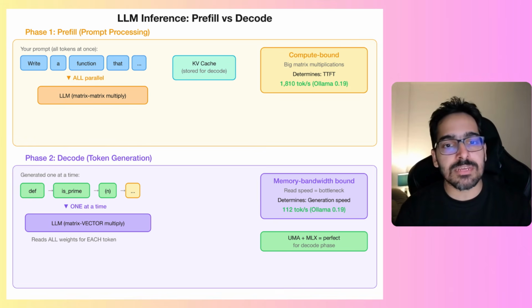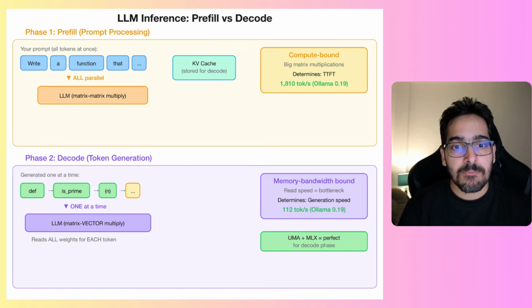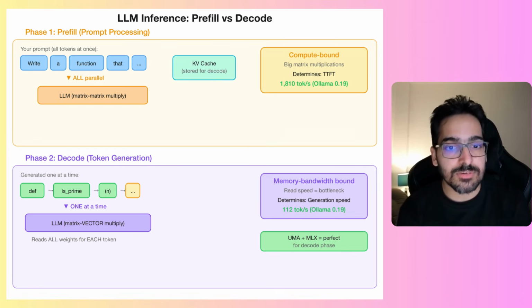The second one is the model generation of the text, one token at a time. For each token, it reads through the model weights. And this is the phase that actually feels like how fast the words are appearing. And here the bottleneck is memory and not compute.